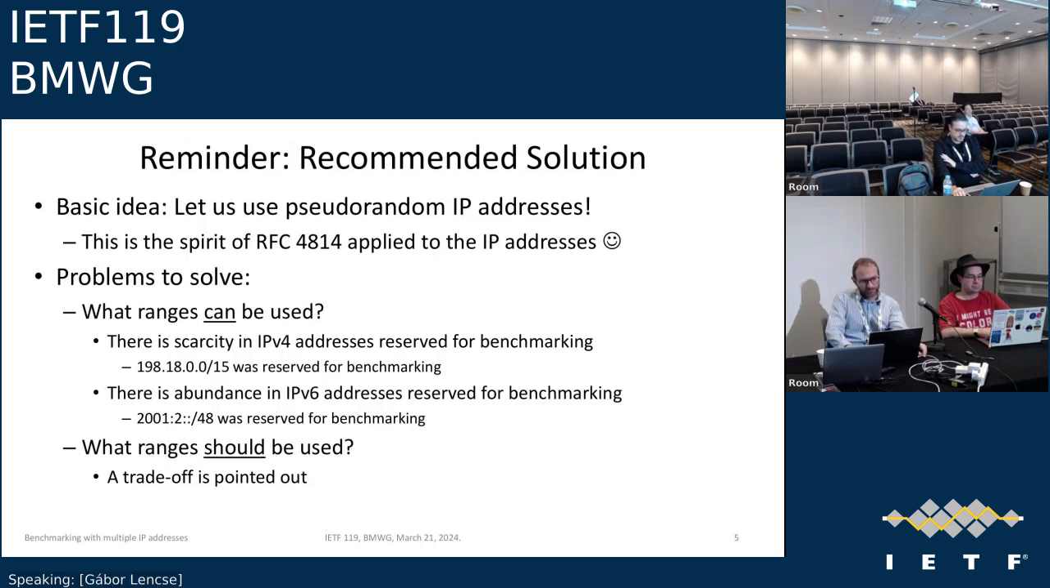Yes, and our recommendation is very simple. In the same way as RFC 4814 recommends using pseudorandom port numbers, we recommend using pseudorandom IP addresses. And the question to answer is what ranges can be used. Of course, we have some IP address ranges in version 4 and version 6 reserved for benchmarking, so we can use these ranges. And the even harder question is what kind of ranges should be used. If you use only a few IP addresses, maybe it's not enough to distribute the traffic. If you use too many IP addresses, then you will have a problem that the ARP, address resolution protocol, in version 4, or NDP, neighbor discovery protocol, in IPv6 tables will grow too large, and it will just decrease the performance. So you should be careful. Next slide, please.